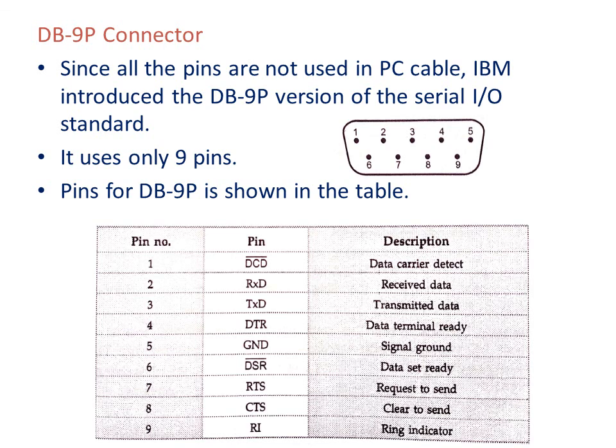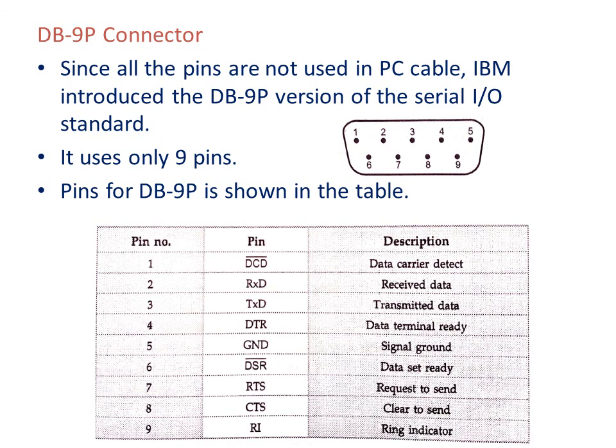The pins of the DB9P connector are shown in the table. The first pin is DCD bar, the data carrier detector pin, and it is active low in nature. The second pin is RXD, received data. The third pin is TXD, transmitted data. The fourth pin is DTR, data terminal ready. The fifth pin is GND, signal ground. The sixth pin is DSR bar, data set ready, which is also active low in nature.